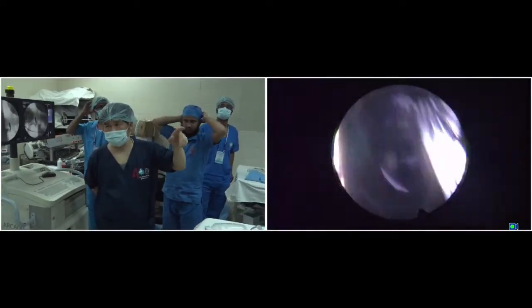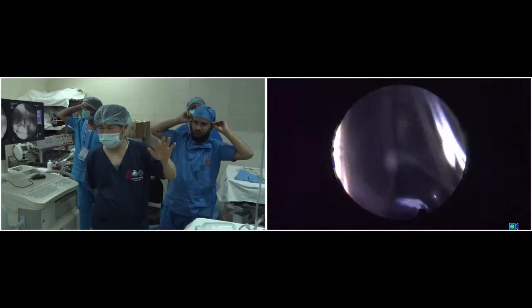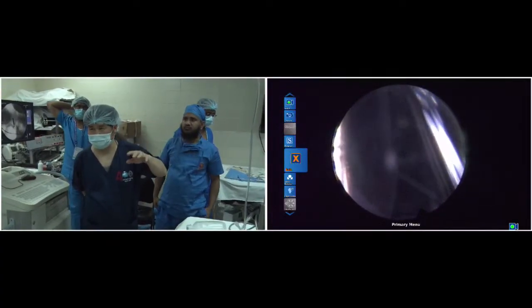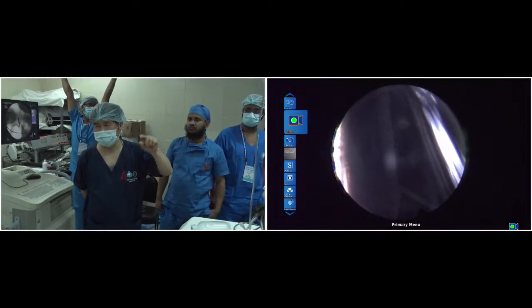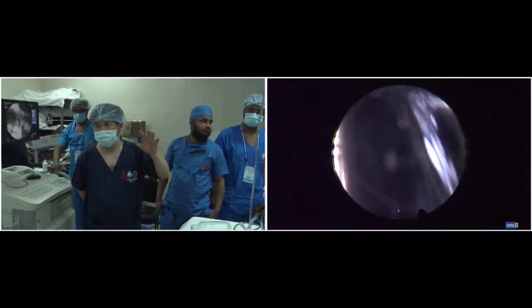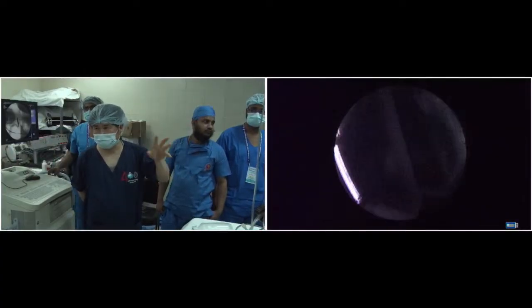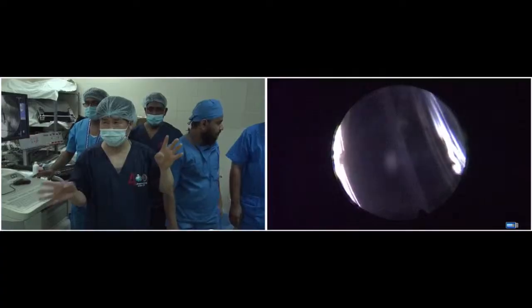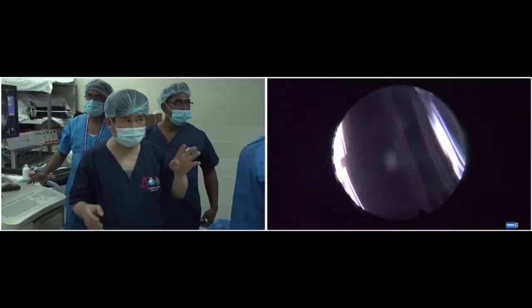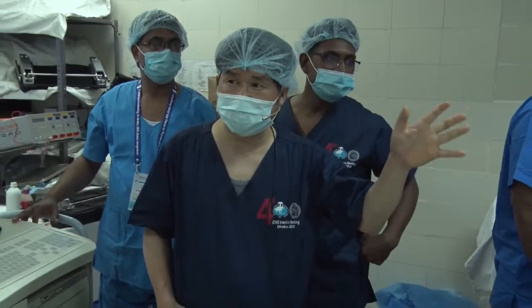Unfortunately, today the operation field is very crowded and the working approach is somewhat difficult, but usually it is easier and clearer with good setting of the instruments. Because of that, today I am only showing the operation.